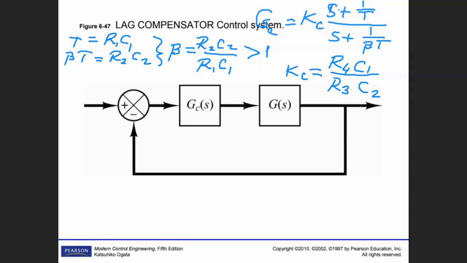Now the main objective is to provide a lag compensator, which means the pole is very near to the origin, and the zero, sorry, the pole is very near to the origin. Sometimes I use zero for the origin, of course it is zero too. However, it's the origin. The pole should be very near to the origin, but also the zero should be very near to the pole as well.